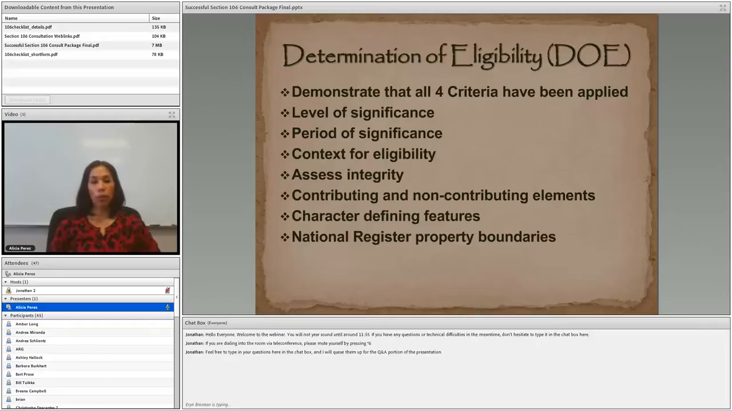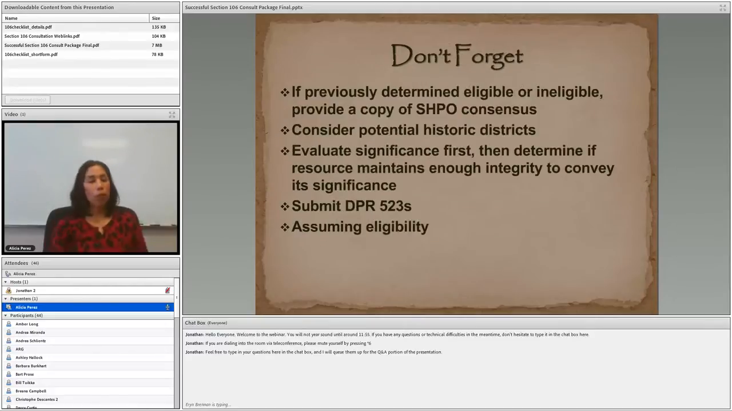And of course, character defining features for built environments. And you want to make sure that you describe or articulate the boundary of the property, either in the site record or on other maps. One thing to remember too as you're drafting your DOE is that it's persuasive writing, you are arguing your point. So you just want to make sure that you have enough information that justifies how you arrived at that conclusion.